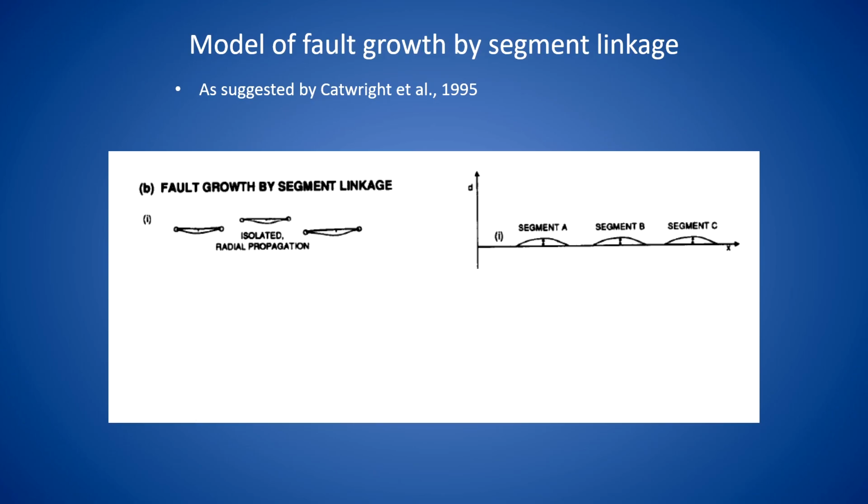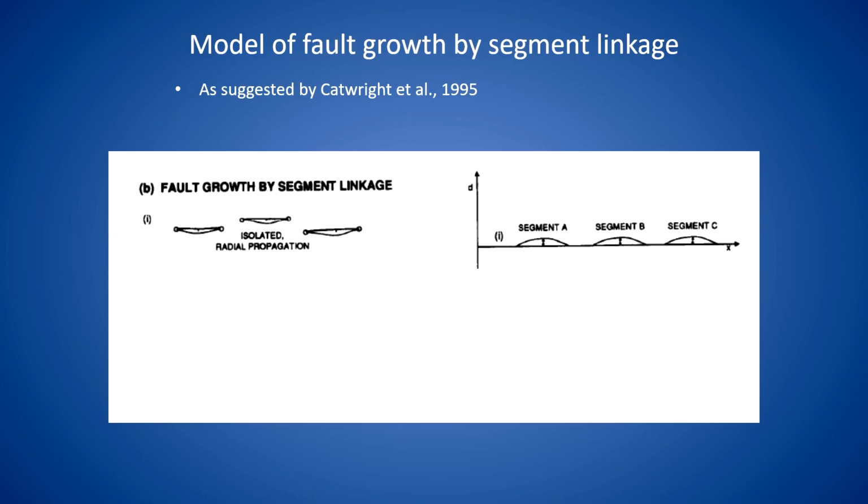is well explained by Cartwright and then by Davies, and this is most common in the fold and thrust belts, where the folds and related faults laterally propagate and get linked to result in the formation of larger anticlines. So, this explains the fault growth by segment linkage.